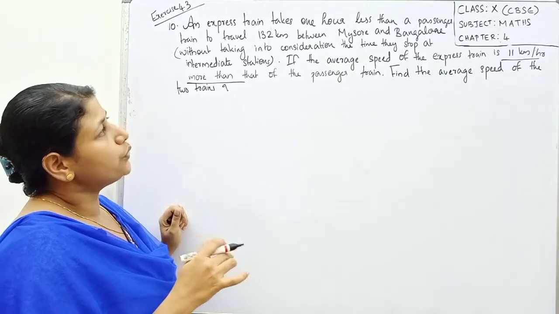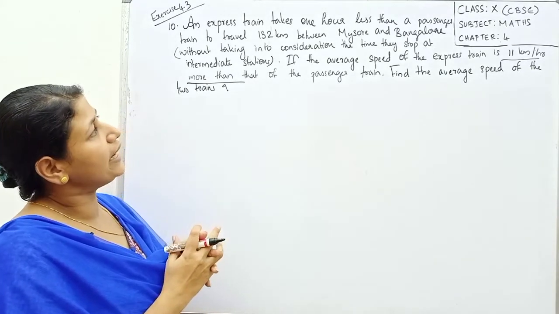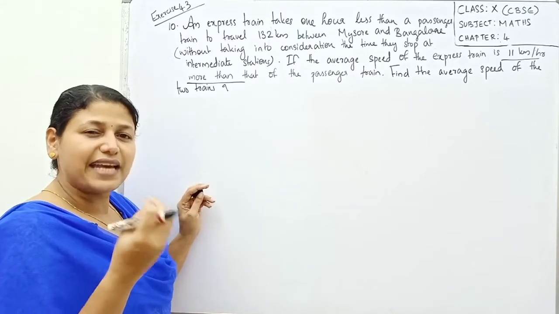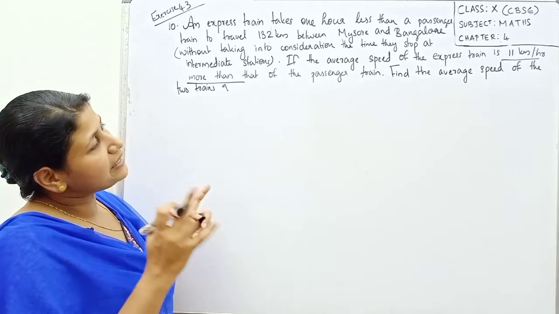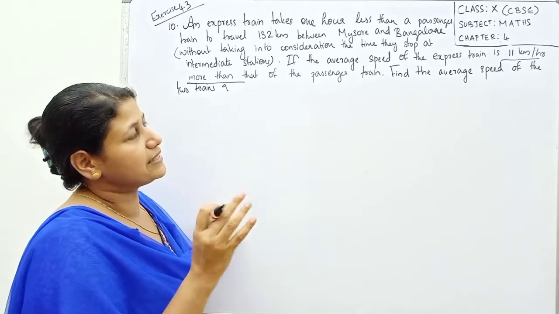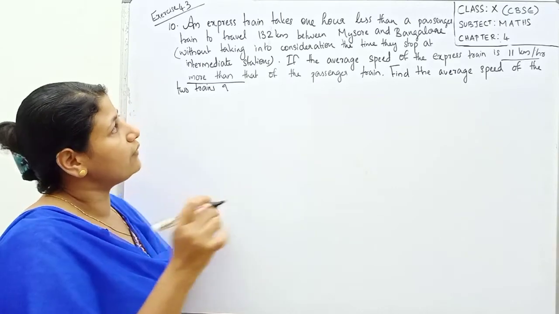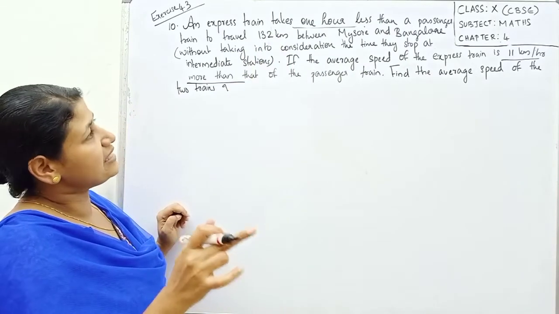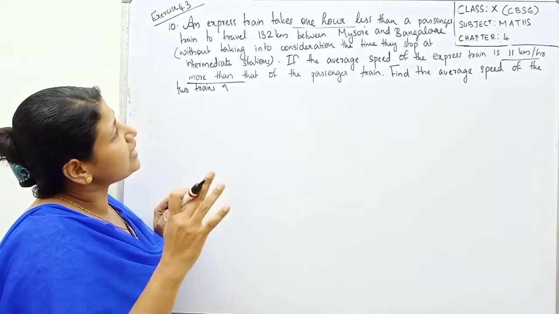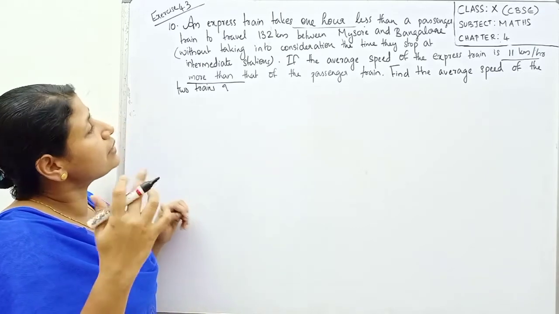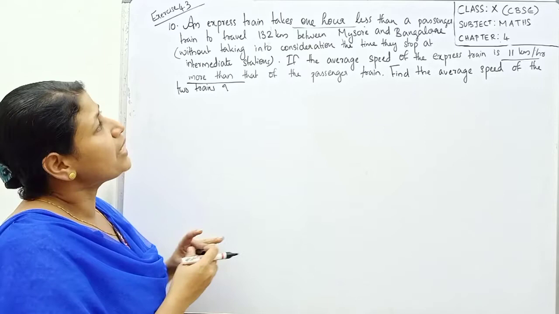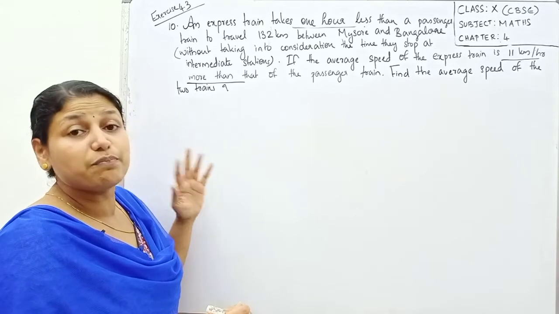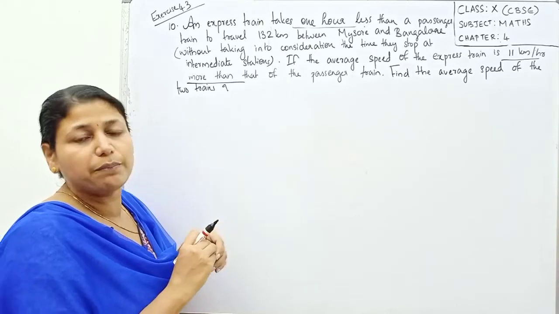So as we know, when comparing the passenger and express trains, which has more speed? Express train, isn't it? So the express train takes less time. It is given that the time taken for the same distance differs between the two trains by 1 hour, which is given in the first line itself. An express train takes 1 hour less than a passenger train. Both trains are traveling between Mysore and Bangalore, and the total distance is 132 km. The passenger train has less speed and takes more time, and the difference between the times taken by both is 1 hour.